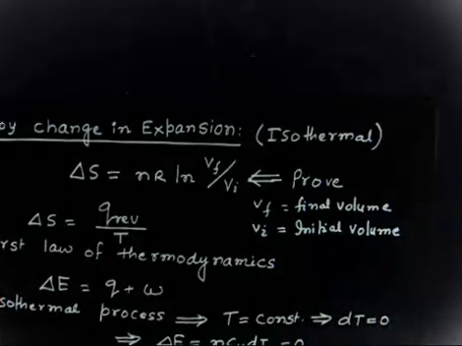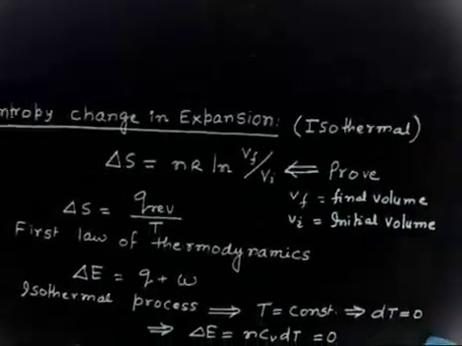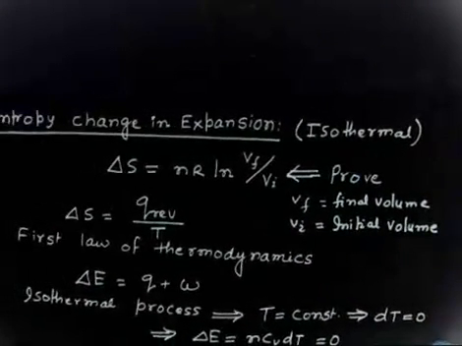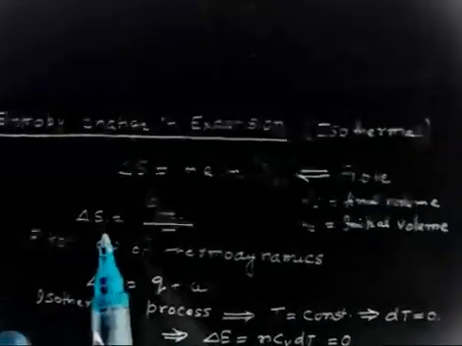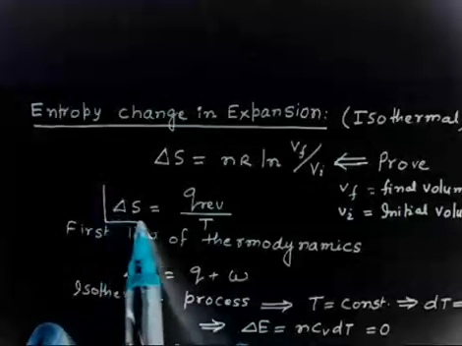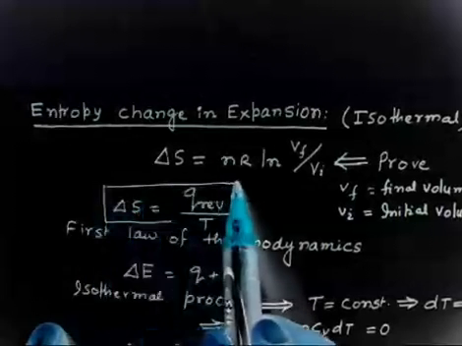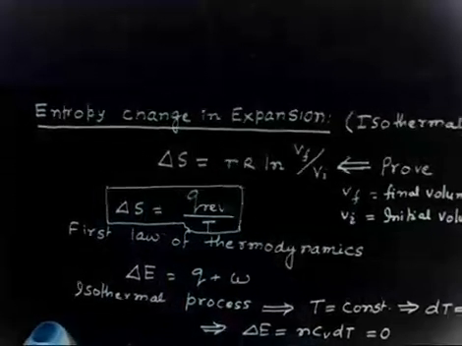I have to derive this result. How can we derive it? Can anybody give me any idea? If you remember, we have an expression for delta S. Delta S is basically a state function, and the expression for it is Q reversible by T. So delta S is given by Q reversible by T. Do you remember this result?